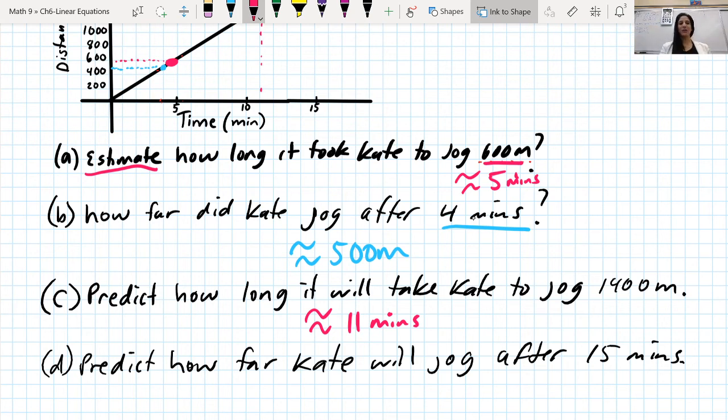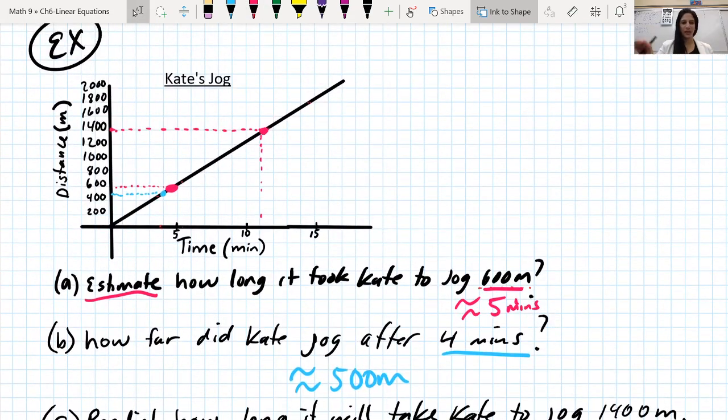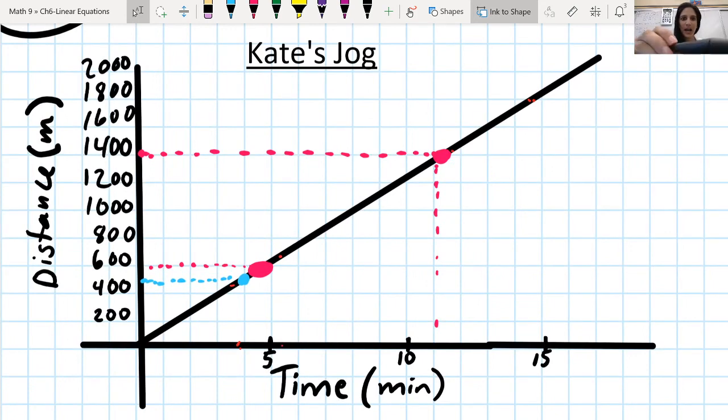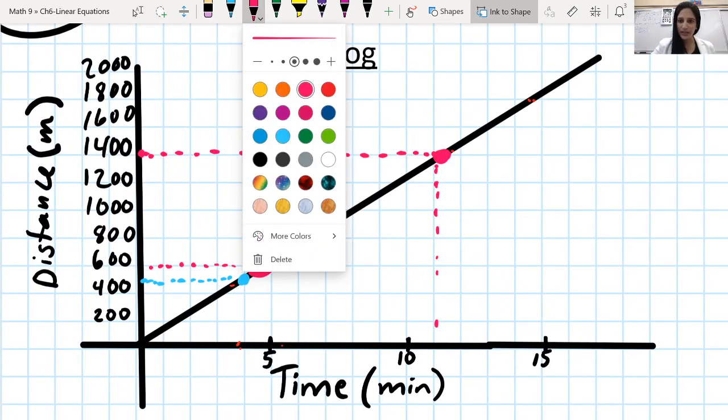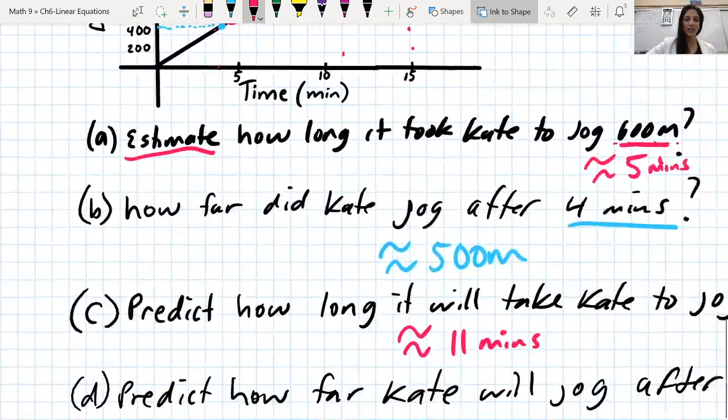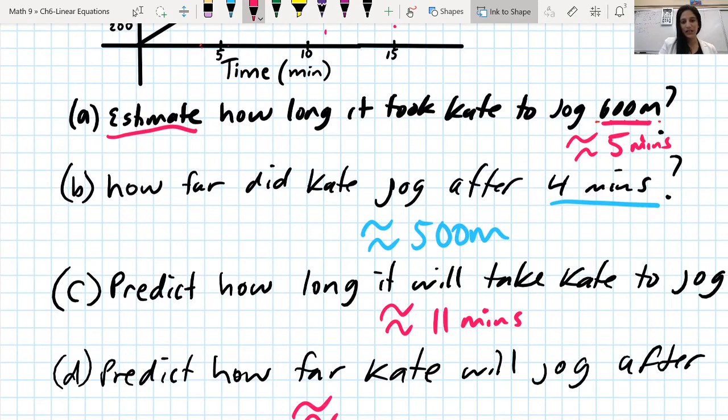So then for the last one, predict how far Kate will jog after 15 minutes. Okay, so again, we go back to our graph. I'm going to zoom in. After 15 minutes, on our graph, we're looking at where the 15-minute mark is, so it's about right here. And just for sake of accuracy or precision, we'll say that it's pretty much right on the line there. So right on the line would be at 1,800 meters. So again, approximately 1,800 meters.